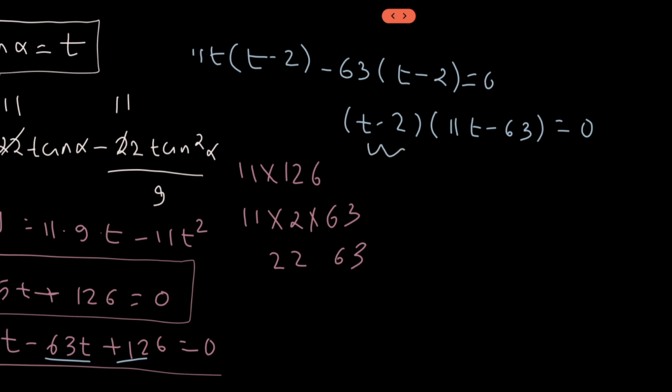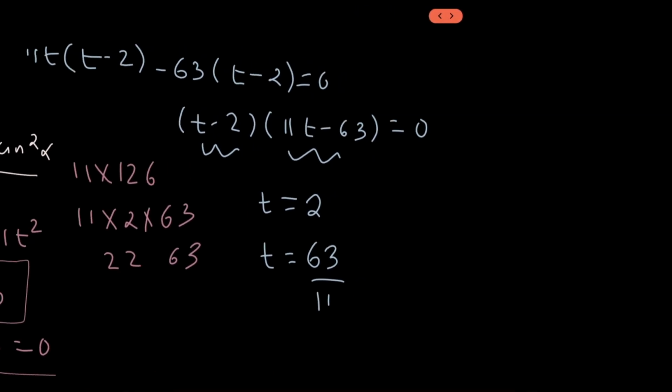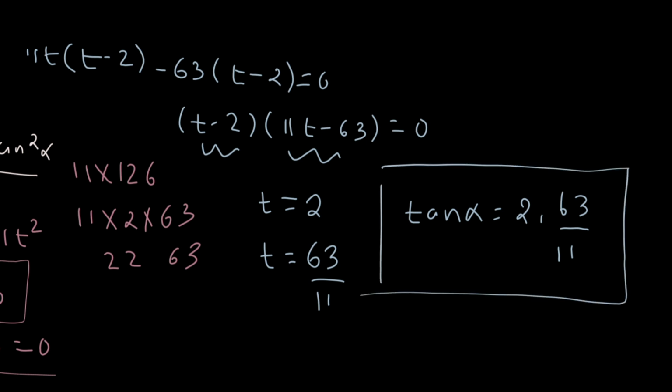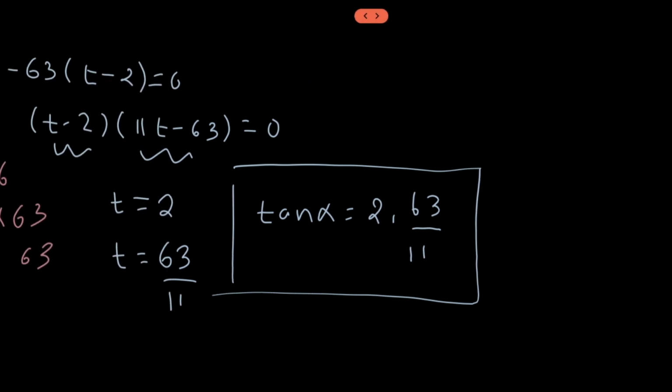Now either this bracket is equals to 0 or else this bracket. So when the first bracket is equated to 0, we get t as equals to 2, and when the second bracket is equated to 0, we get t as equals to 63 upon 11, and remember that t is equals to tan of alpha. So we finally get the value for tan of alpha as equals to 2 or else 63 upon 11, and that's the answer that we were looking for. Remember, the question was to find the value for tan alpha, and we got it very successfully over here. So this was my way to solve this particular question.